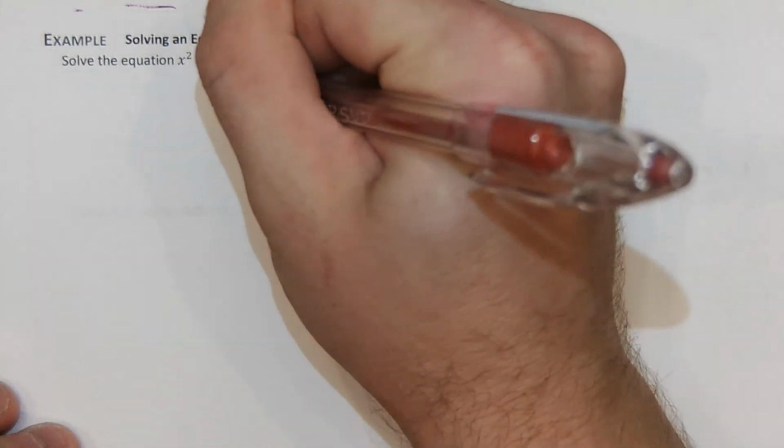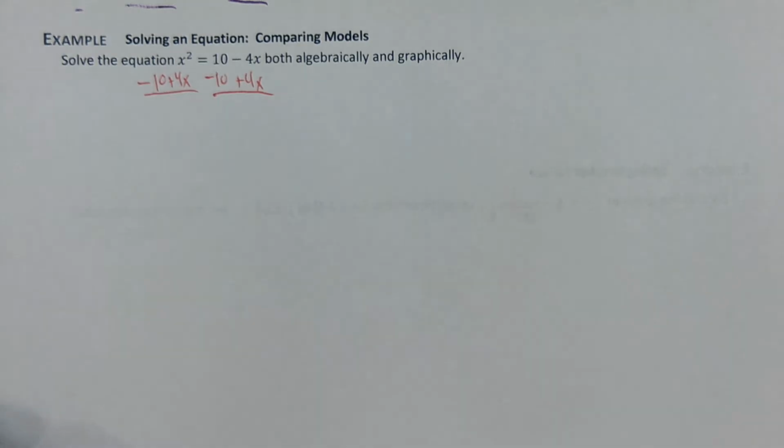Okay, just like the last one, the only way that you can solve a polynomial by hand is if it's set equal to 0. So I will have to add 4x and subtract 10 from both sides. Be sure to put your resultant equation in standard form. That means in the correct order.